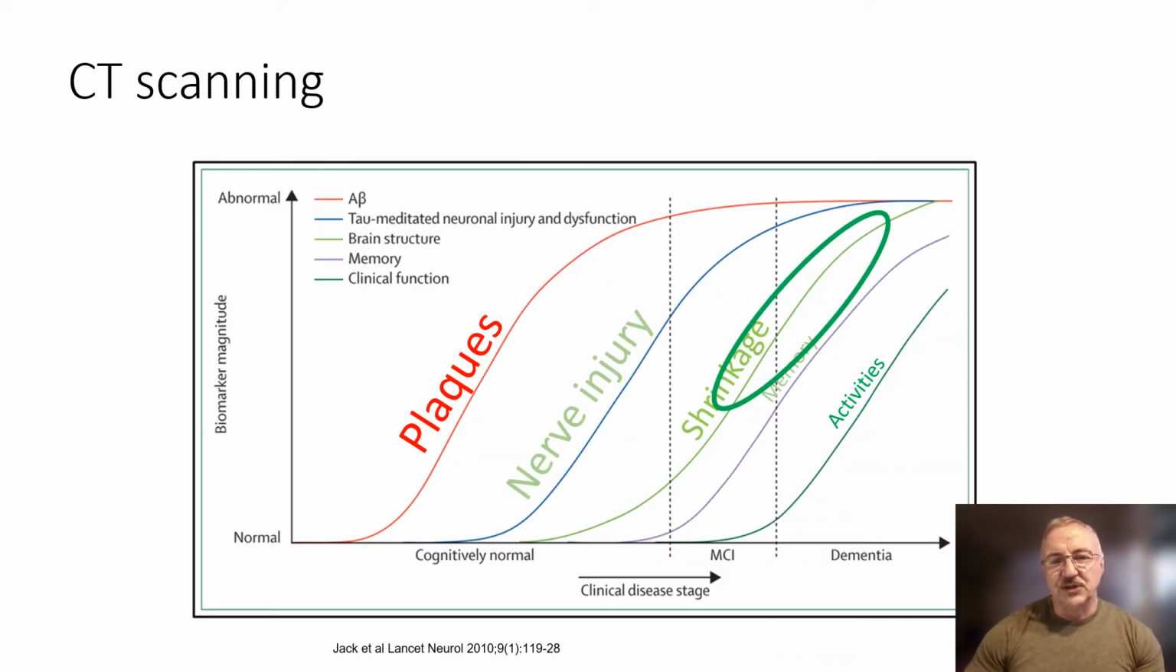So CT is really looking at quite advanced changes. So we're looking at brain shrinkage patterns, and the green oval here suggests where we're looking with CT scanning in imaging.